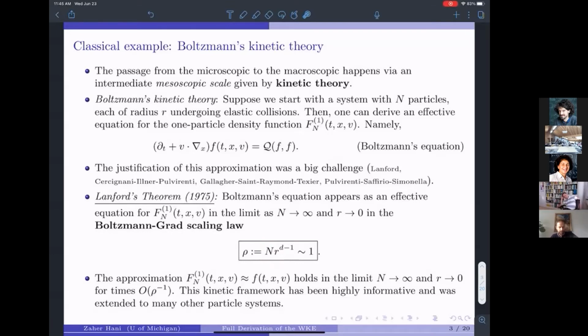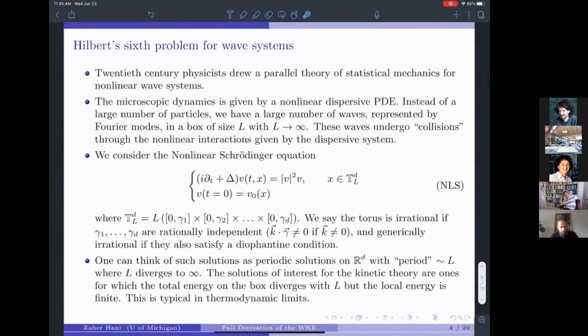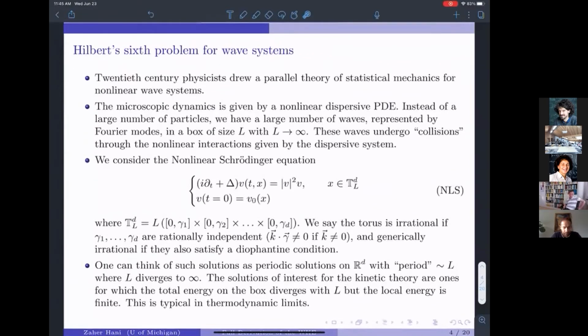And then in this scaling law, the approximation of the one particle density function with the solution of the Boltzmann equation over here is justified in the limit as n goes to infinity and r goes to 0, up to times that are of order rho inverse. And this kinetic framework has been highly successful and highly informative and was extended to many other particle systems. Given this success and its importance, the 20th century physicists drew a parallel theory of statistical mechanics for nonlinear wave systems. And here in this setting, we'll be interested in Hilbert's problem for wave systems.